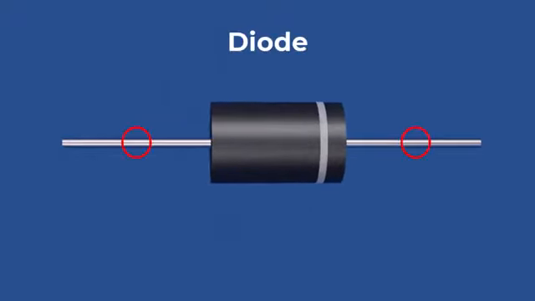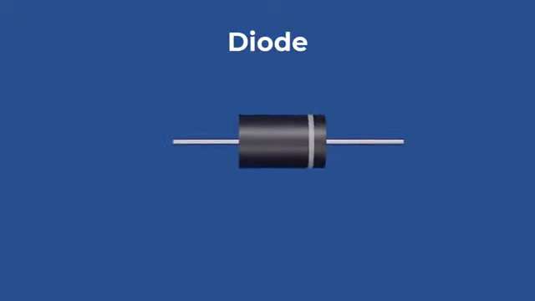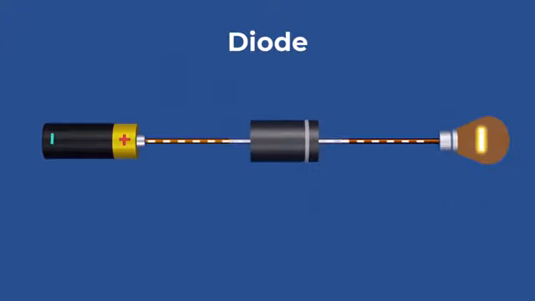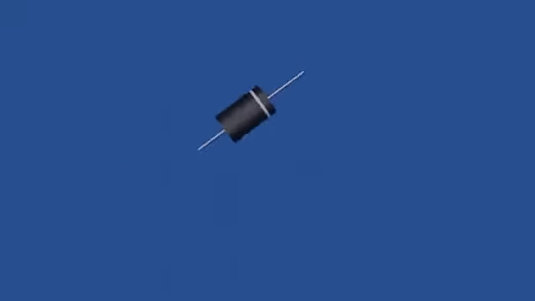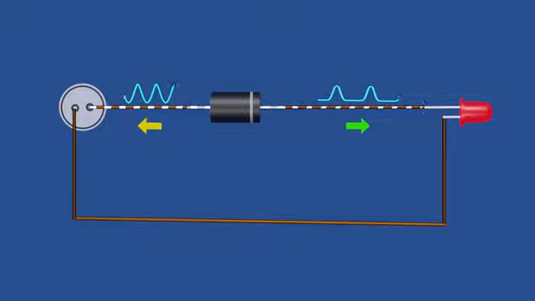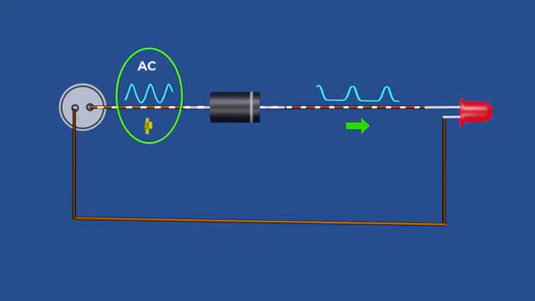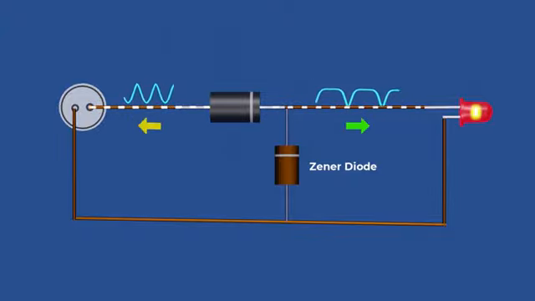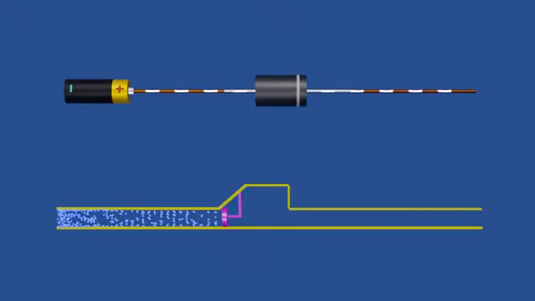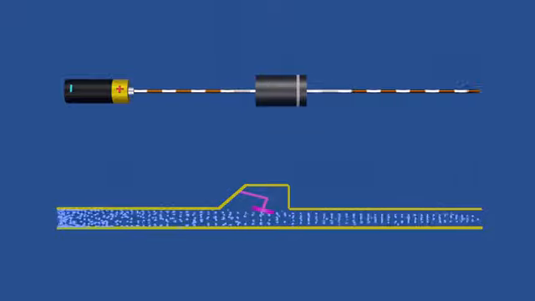A diode is a two-terminal electronic component that conducts current primarily in one direction and blocks it in the other. This unidirectional conductance allows a diode to convert alternating current to direct current, emit light, and regulate voltage. A diode can be compared to a check valve in a plumbing system.